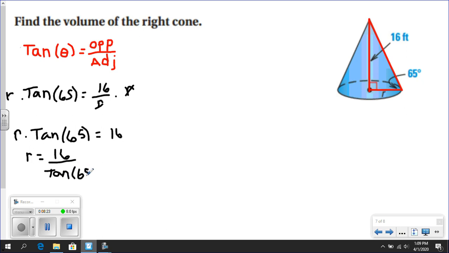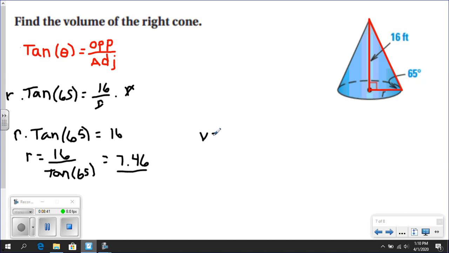And I can plug that into my calculator and approximate that. And when you do so, you get 7.46. So this is going to be used for my radius. All right, so back to our equation.